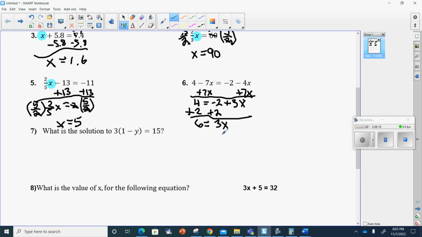Now I'm going to divide 3 away to get x by itself, which means I divide 3 from here. That tells me answer number 6 is pretty easy. X is going to equal 2.